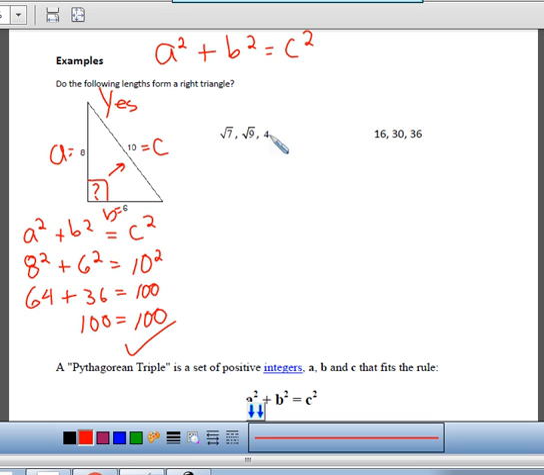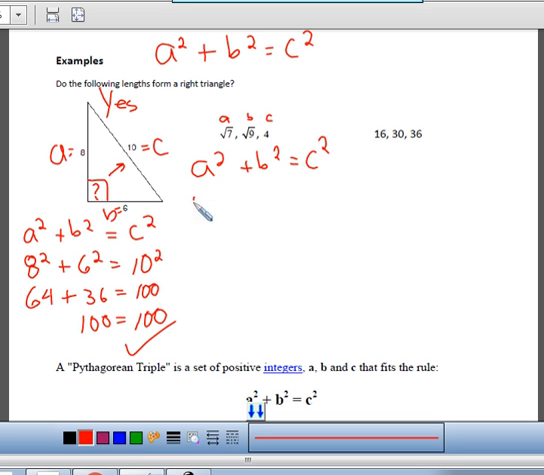The other thing you can do is say, well, 4 is the square root of what number? And that would be 16. So this is the same as square root of 16, which is bigger than the other two. So this is A, this is B, this is C. So plug them in. A squared plus B squared equals C squared.